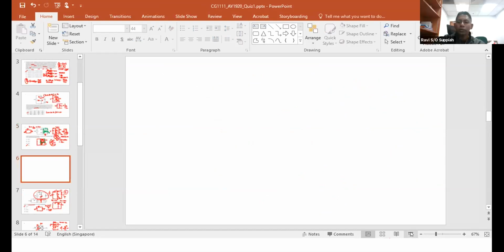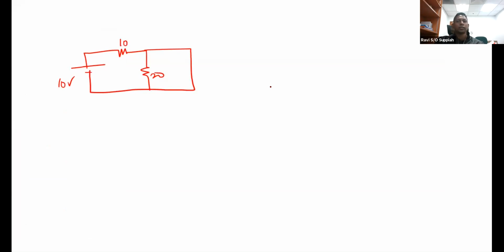All right. So when can you skip? Okay. So for example, if I have this 10 volt source, okay, 10 ohm. So if I draw a circuit like this, okay, if I draw a circuit like this, then what will happen?